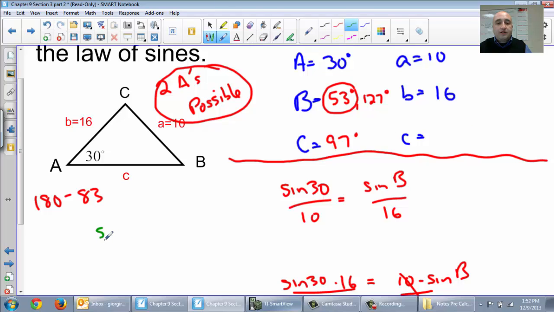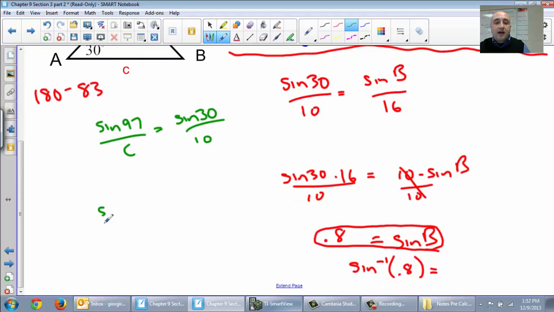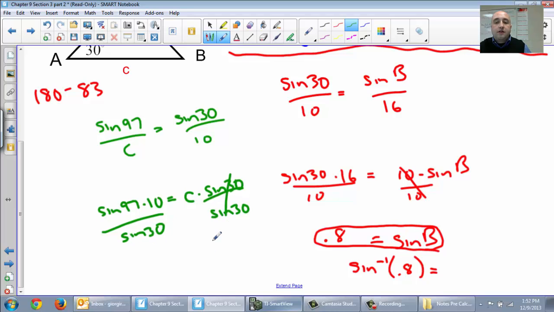Okay, so our last step. Sine of 97 over little c is equal to sine of 30 over 10. Cross multiply, I get sine of 97 times 10 is equal to c times sine of 30. Divide by sine of 30 on both sides. C is equal to all of this on our calculator.